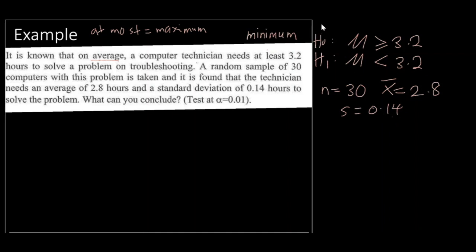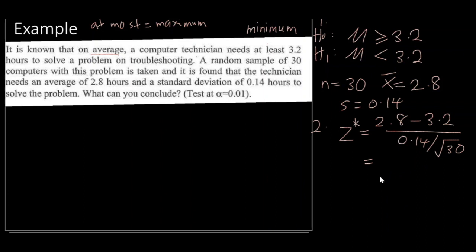Okay, so this is the first step. And the second step would be the test statistic. The test statistic depends on the number of samples. The sample size is large, so we'll be using the normal distribution, x bar minus mu, 3.2, over s over square root of n. And the value is negative 15.6492.